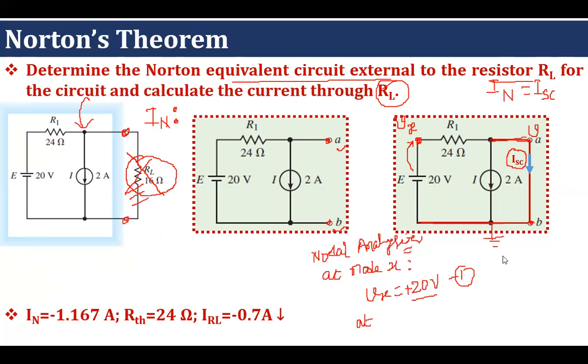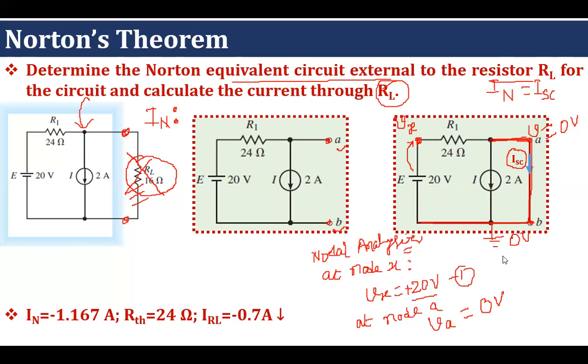Now at node A, what is the value of Va? So Va is equal to 0. Why 0? Because E is directly connected to the reference node through this short circuit wire, and we know that the reference potential is 0, and that's why the potential of Va will be equal to 0 volt.